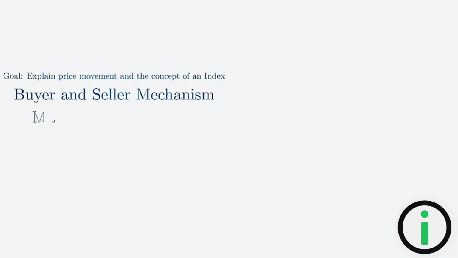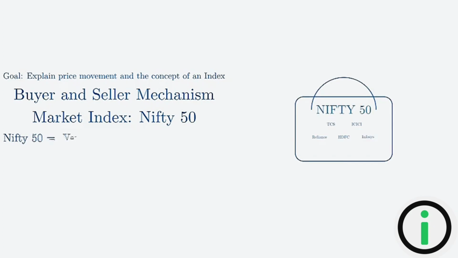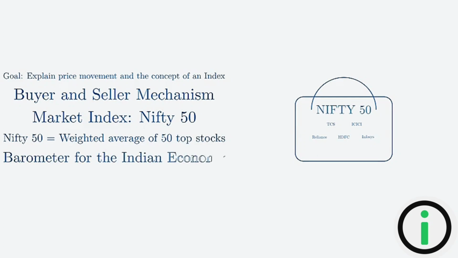Now, how do we track how the overall market is doing? We use an index. The most famous one in India is the Nifty 50. A common misconception is that the Nifty 50 is a single stock you can buy. It's not. It is a basket, or a mathematical average, of the 50 largest and most liquid companies on the NSE. When you hear the Nifty is up today, it means that on average the value of these 50 companies has increased. It serves as a barometer for the health of the entire Indian economy.